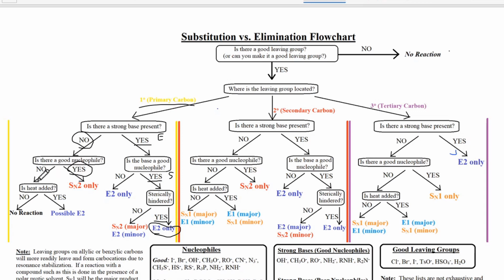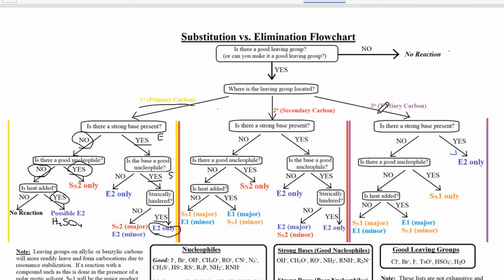What if there's not a good nucleophile? No. Then there's probably not going to be a reaction unless you add a ton of heat and you have something like H2SO4. And if you add a ton of heat and concentrated H2SO4, yeah, maybe you'll get an elimination reaction. But that's a rare situation.